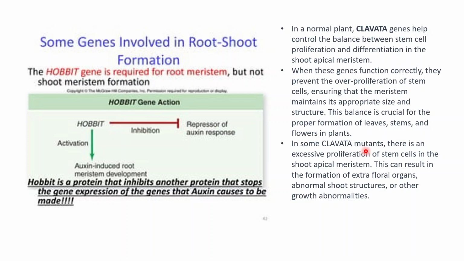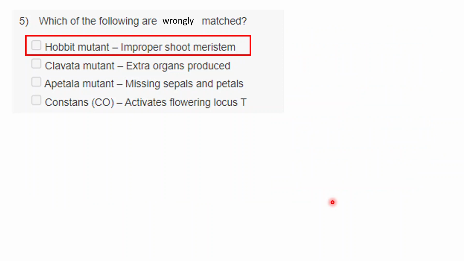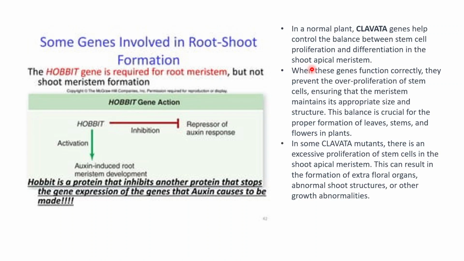But what happens in some Clavata mutants is an excessive proliferation of the stem cells in the shoot apical meristem, which is obvious because Clavata is the one which is restricting or inhibiting the Wuschel gene in the organizing center. So if Wuschel is unchecked, then there will be excessive proliferation. This can result in the formation of extra floral organs, abnormal shoot structures, or other growth abnormalities. So Clavata mutants can have extra organs produced due to excessive proliferation of the stem cells due to overactivation of the Wuschel gene, which is not in control due to mutation in Clavata.